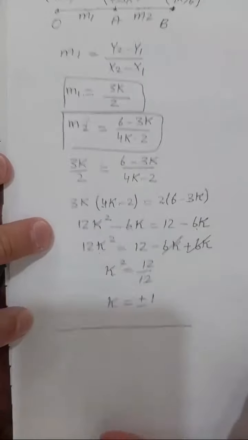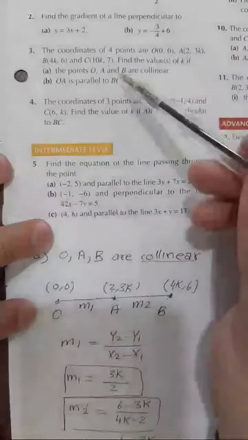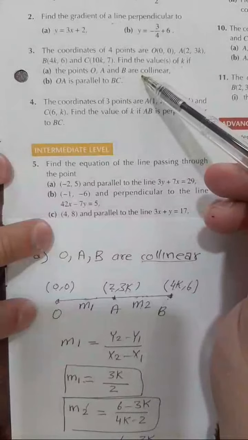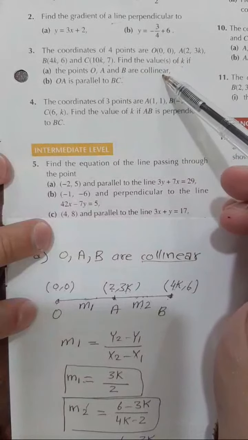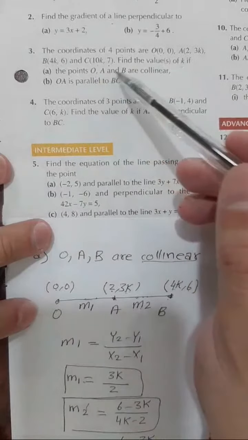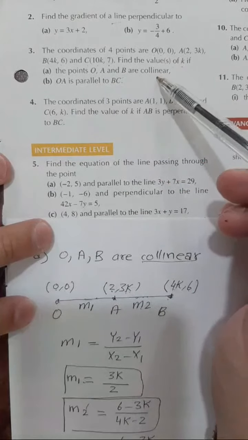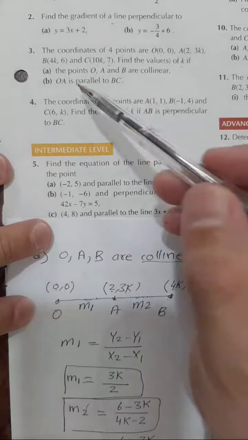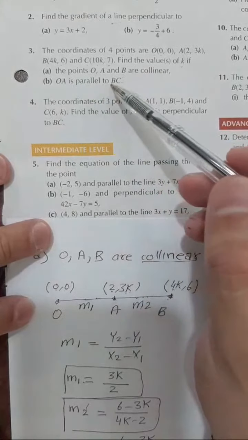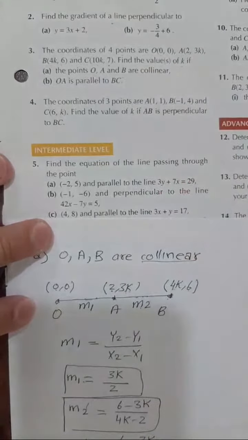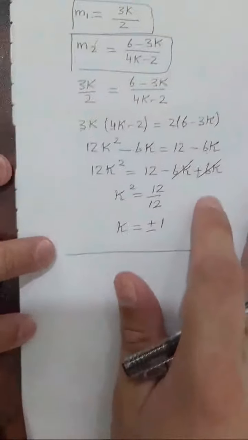This is question number 3, part A, and we had to find the value of k when O, A and B are collinear. So you have obtained the value of k, that is plus minus 1. Now what about part B? OA is parallel to BC.